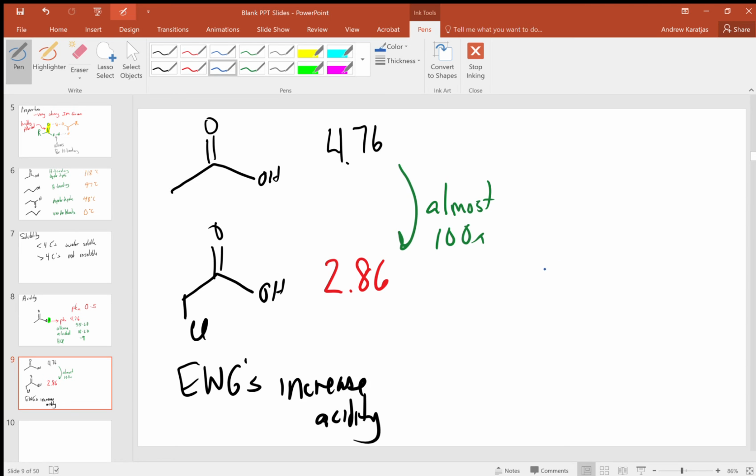And if we add another chlorine, as you would probably guess, the pKa goes down even further. And so in general, adding electron withdrawing groups, and as many as we add, the better it is for the acidity of the carboxylic acid.